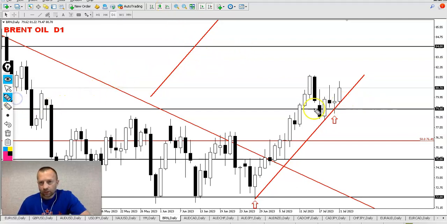Okay, support is here, 79. The key one is around 72, and the immediate support 75. And it's actually a small potential, a small price action signal for the buy. And you see on Friday it moved to the upside.